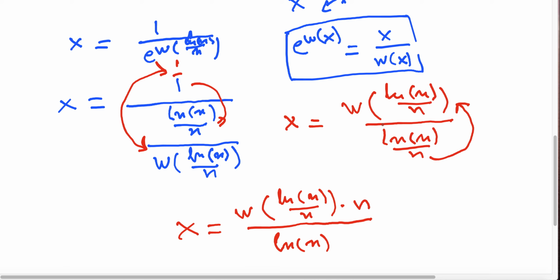You can leave this result, or if you want to find the numerical value for x, you can use the Wolfram Alpha calculator, give it some integers n, and then evaluate. But I'm leaving it here as a general form.